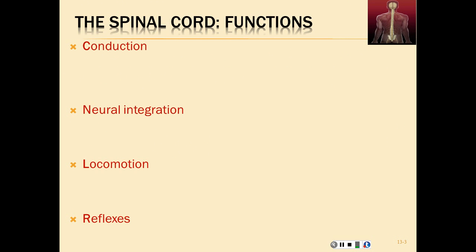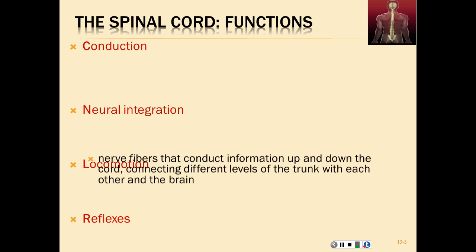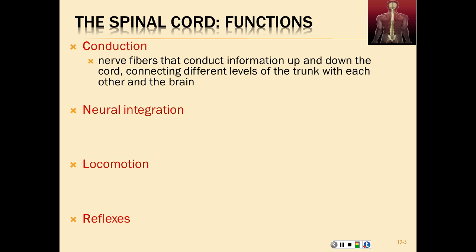The spinal cord has 4 main functions: conduction, neural integration, locomotion, and reflexes. Let's take a look at the first one. For conduction, the spinal cord contains bundles of nerve fibers that conduct information up and down the cord. They connect at different levels of the trunk with each other and, of course, with the brain.